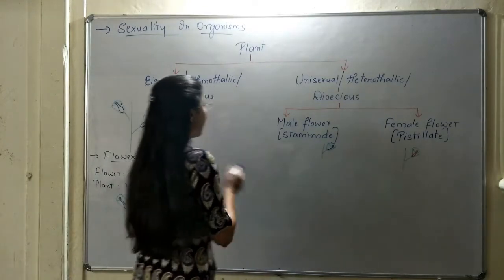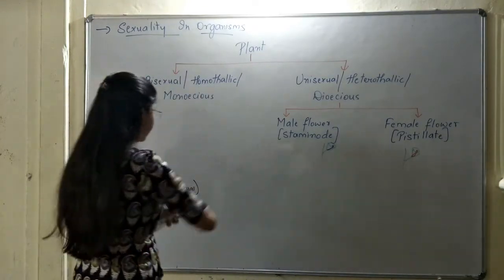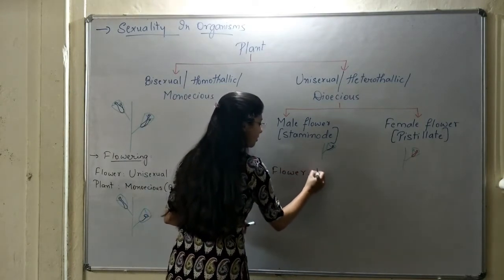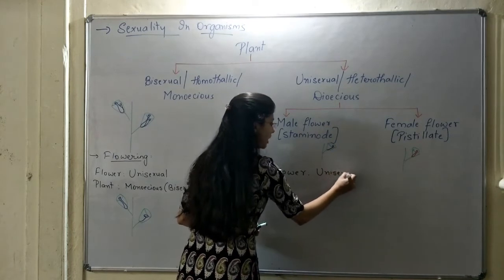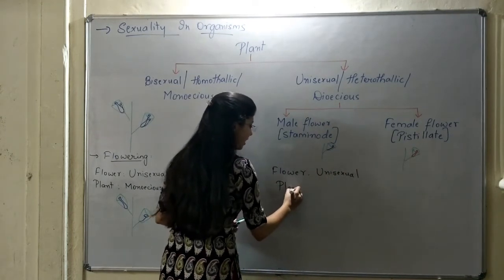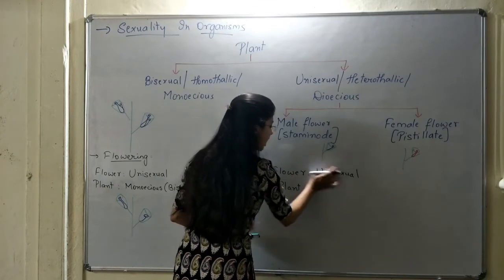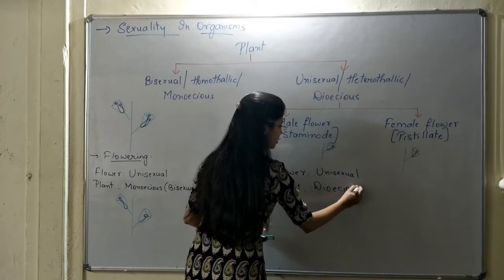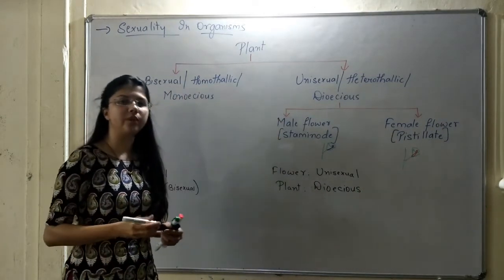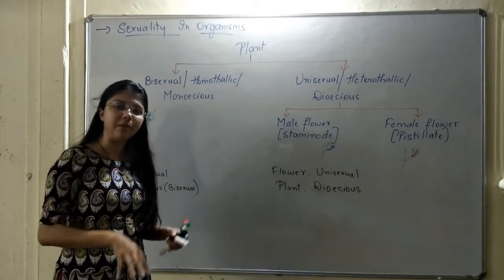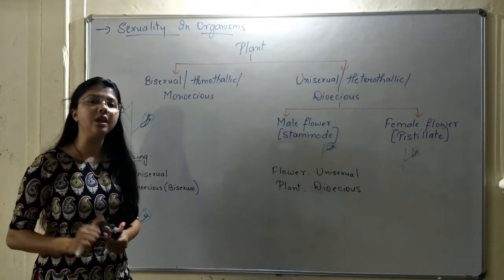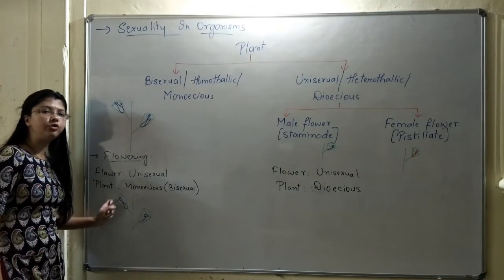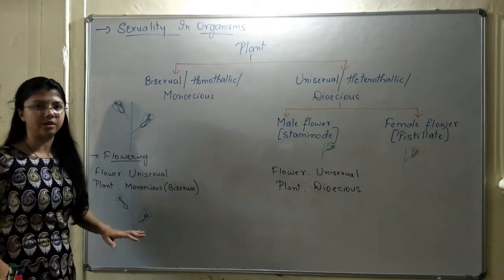In case of flowering, for dioecious plants, what can be the conditions? Flowers, of course, they will be unisexual, as well as the parent plant on which the flowers lie, those also will be unisexual, or you can say they will be dioecious. That means separate plants with one plant having only male flowers and a plant having only female flowers. Here there is a condition wherein a single plant is having both female and male flowers separately.